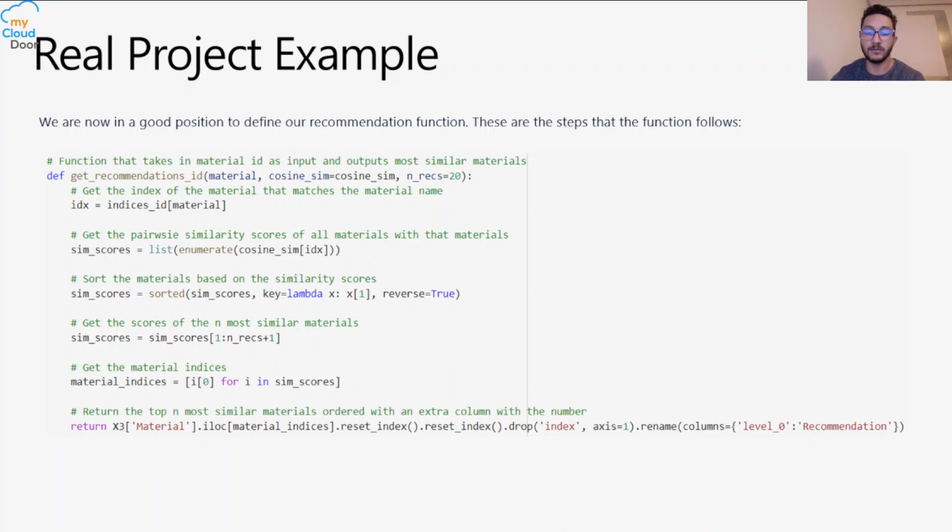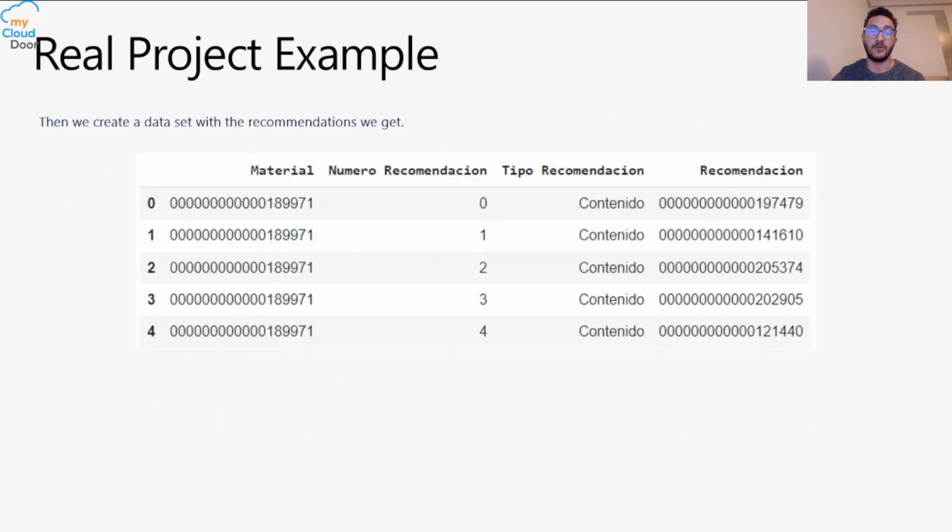So this is practically what the function does. These are the 5 steps of the function. And with that function, we get a list of 20 recommendations for each item. After we get the recommendations we needed, then we create a data set with the recommendations we get for further exploration and for further insights or further utilizations. Okay.